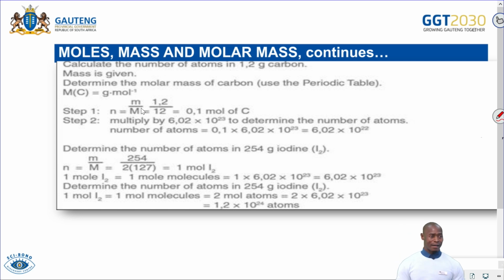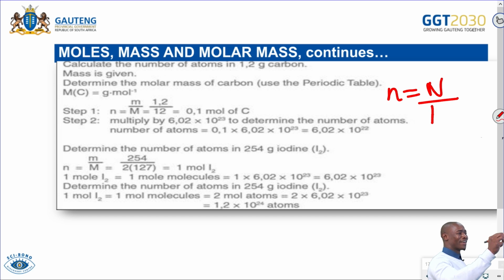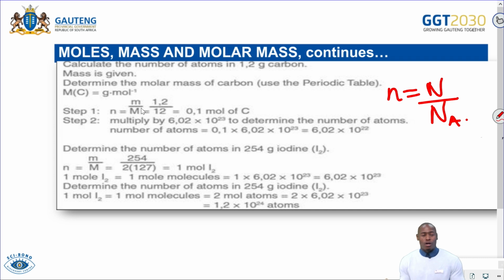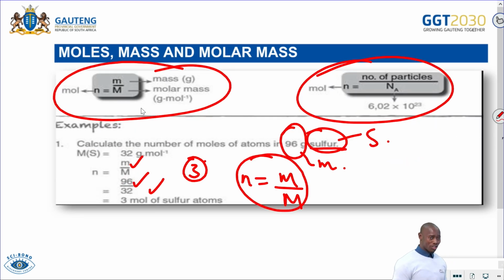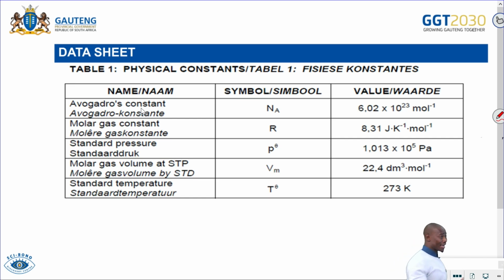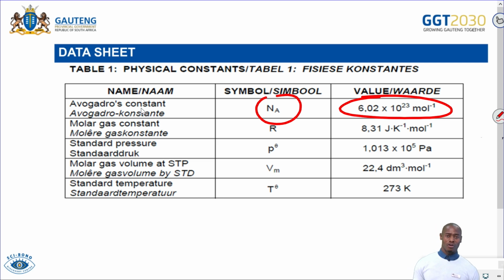Now, let's use the second equation: the number of moles equals the number of particles divided by Avogadro's number. With this equation, they won't say calculate Avogadro's number. It's a constant. It is there on your data sheet, in the table of constants: 6.02 times 10 to the power 23 per mole. That is Na, Avogadro's constant or Avogadro's number. It doesn't change, so you won't find a question where they say calculate Avogadro's constant.